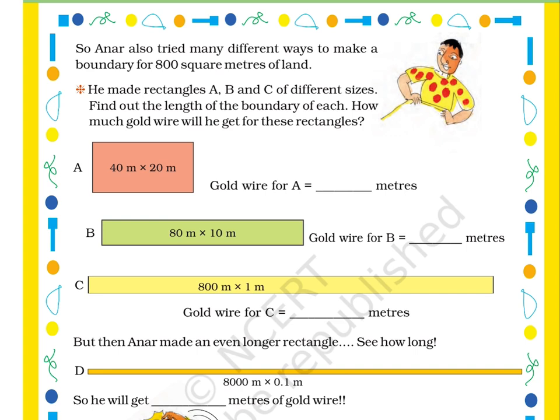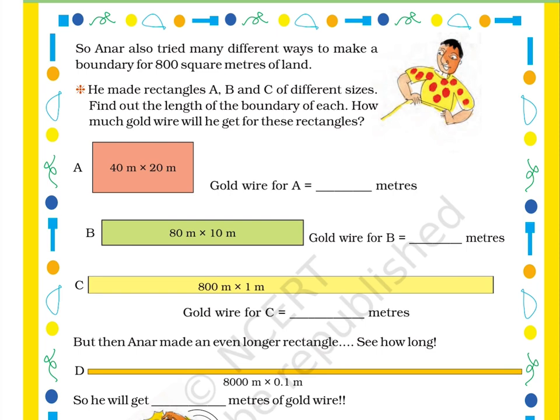Page 158. So, Anar also tried many different ways to make a boundary for 800 square meters of land. Towards the right side of the page, we see a picture of Anar trying his luck in making the boundary for land with area 800 square meters. He made rectangles A, B, and C of different sizes. Find out the length of the boundary of each. How much gold wire will he get for these rectangles?